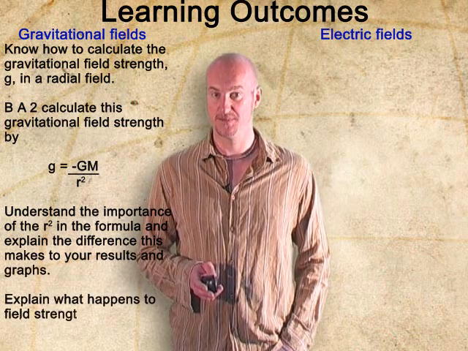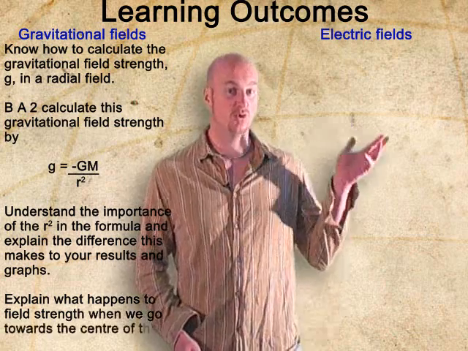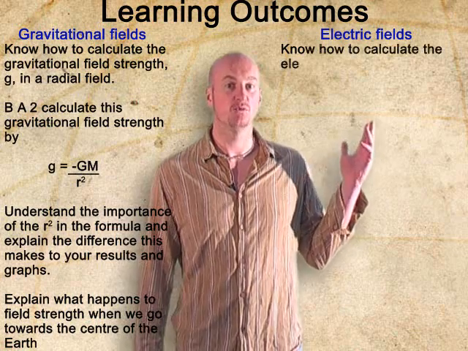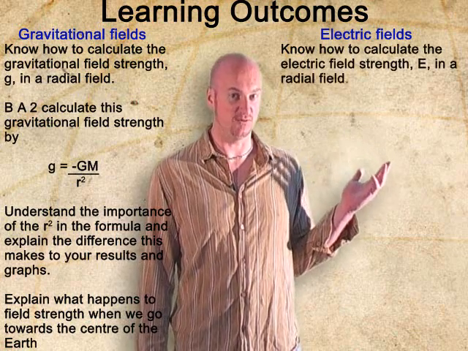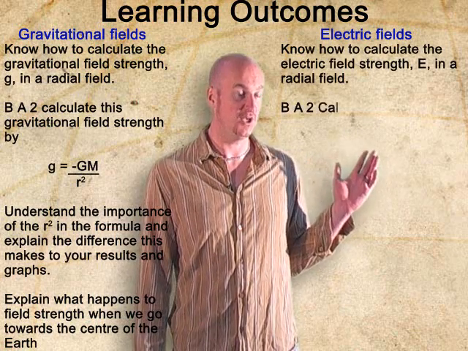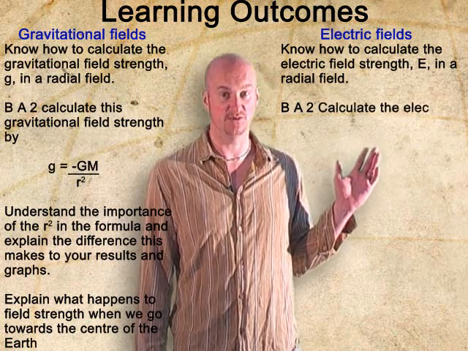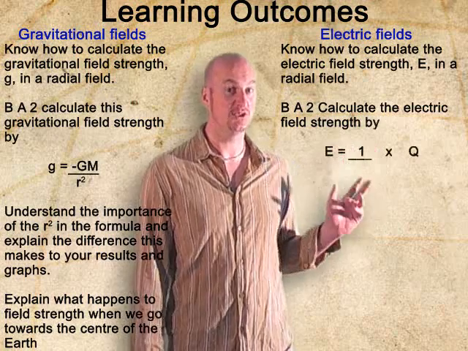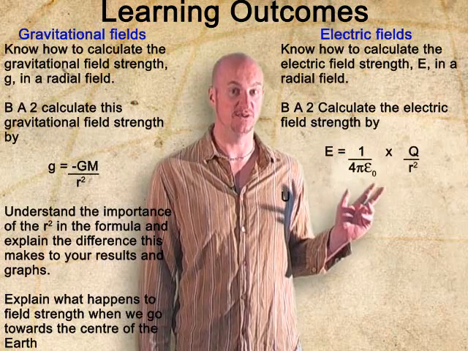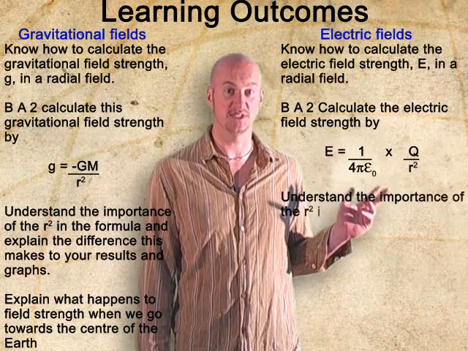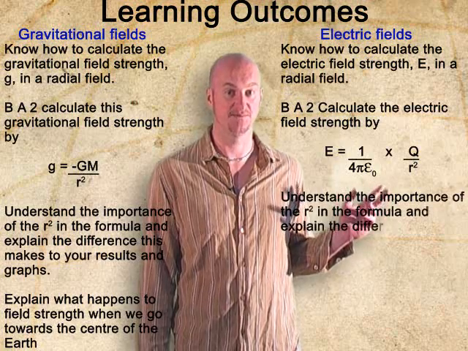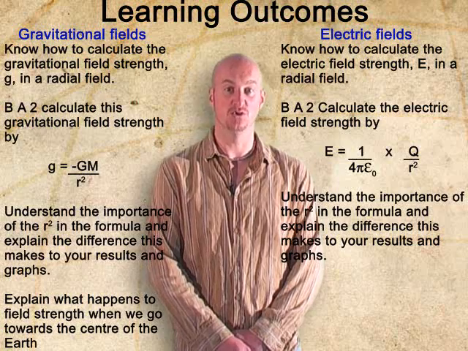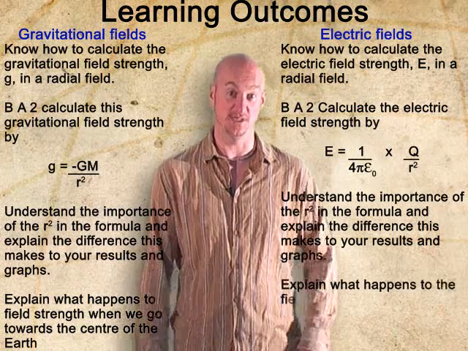You'll be able to explain what happens to the field strength when we head towards the centre of the Earth. For electric fields, we'll know how to calculate the electric field strength E in a radial field. We'll be able to calculate the electric field strength using E equals 1 over 4 pi epsilon naught times Q over r squared. And again, you'll understand the importance of the r squared in the formula and explain the difference this makes to your results and graphs. And you'll be able to explain what happens to the field strength as we go towards the centre of a charged sphere.